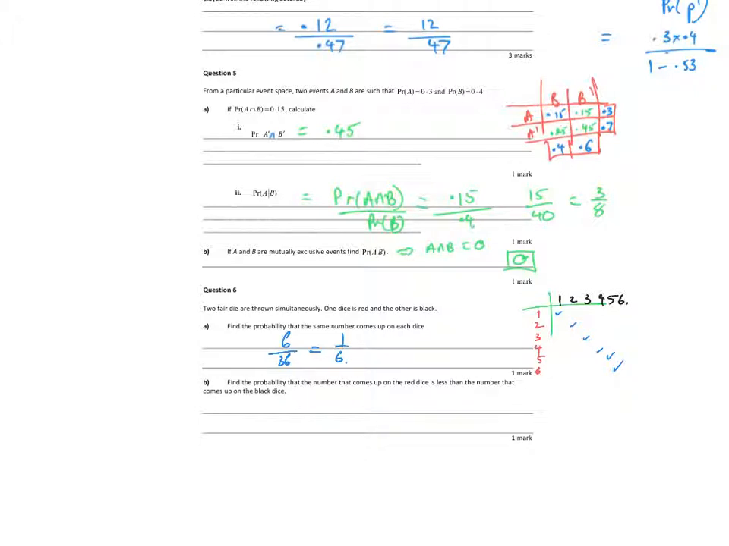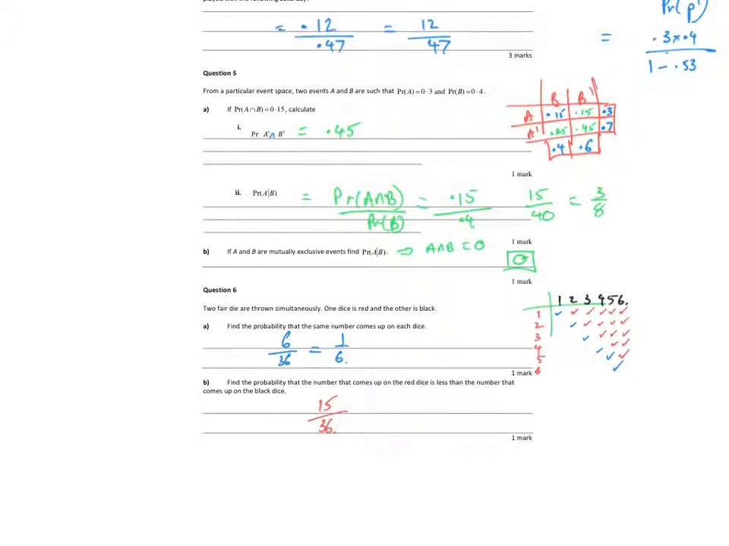Find the probability that the number that comes up on the red dice is less than the number that comes up on the black dice. So let's list all. The number that comes up on the red is less. So let's count. If the red is a 1, the black can be any of those. If the red is a 2, the black can be 3, 4, 5, or 6. If the red is a 3, it can be 4, 5, or 6. If the red is a 4, black has to be 5 or 6. If the red is a 5, the black can only be 6. And if we throw a 6 on red, it can't be any of them. 5, 9, 12, 14, 15.